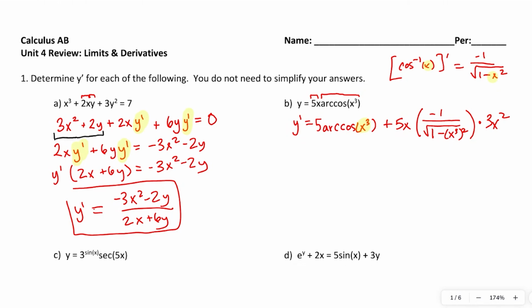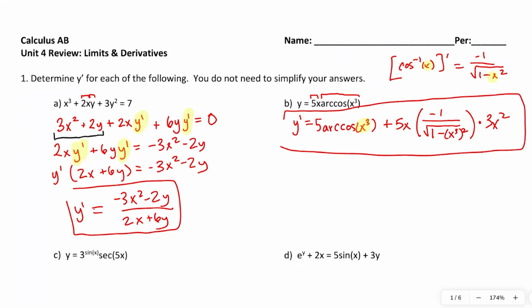So you can actually leave it like this, and that's fine. Although if it's multiple choice, you might want to be prepared to go ahead and pull that second term together and write it as, let's see, 5 times 3 would be 15, or I guess the whole thing would be negative here, negative 15x cubed over that square root of 1 minus x to the, let's see, 3 times 2 would be 6.